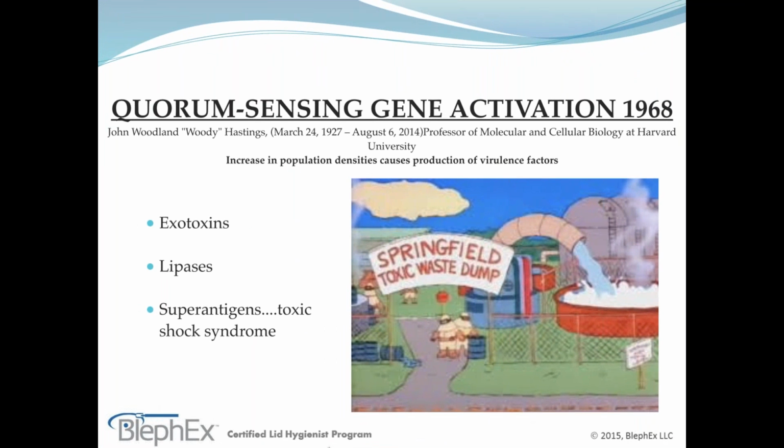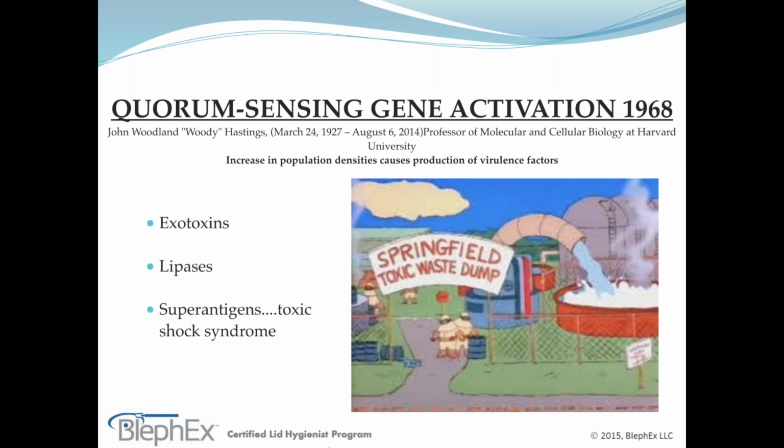And this is a process where once a population of bacteria reach a certain density, they start producing virulence factors to liberate new food sources. Once again, bacteria are just trying to survive. So this is how they chemically communicate with each other to destroy the host tissue to get new food. They produce exotoxins, lipases, superantigens.